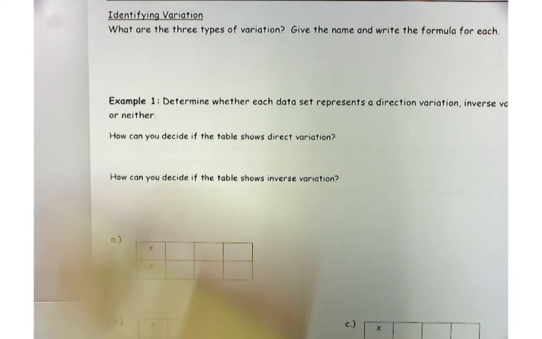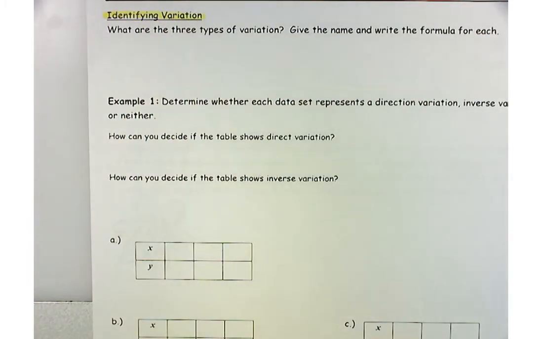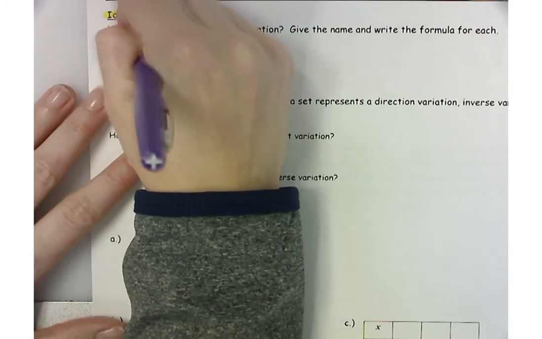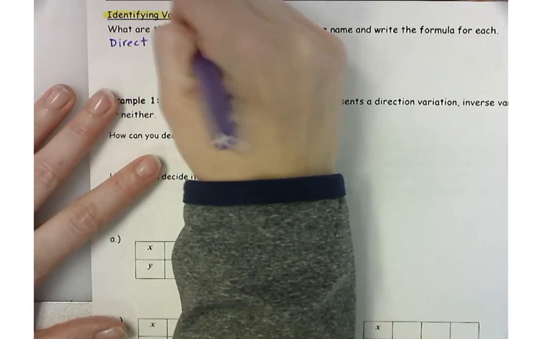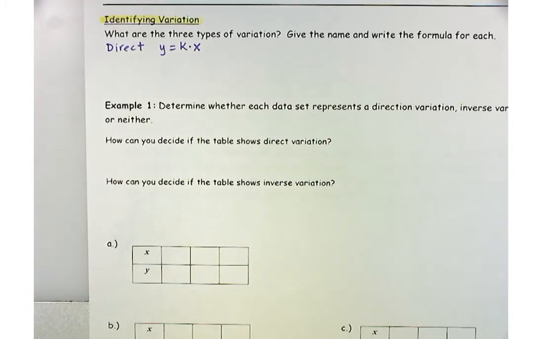Ian, what's one type of variation we talked about yesterday? Okay, and in direct variation, what's our equation? Y equals kx. Yes. Okay. All right, good. Direct variation. Cam, what's another type? Good.